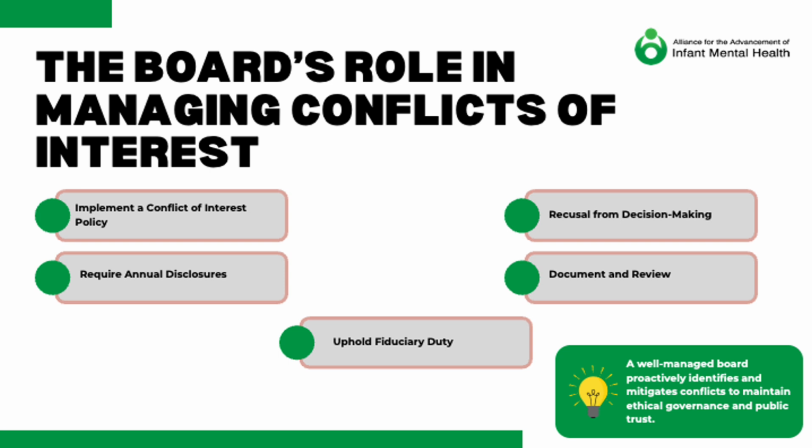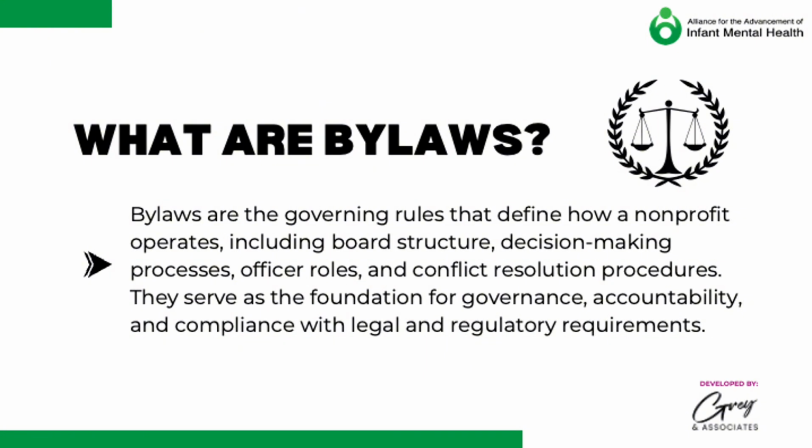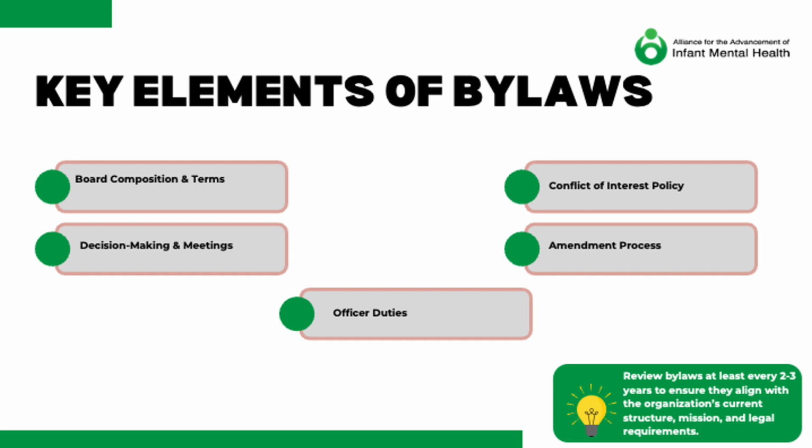Awesome. So let's talk about bylaws. We got there even before we got there. So your bylaws are the governing rules that define how a nonprofit operates, including board structure, decision-making processes, officer roles, and conflict resolution procedures. They serve as the foundation for governance, accountability, and compliance with legal and regulatory requirements. You're based in Michigan, so you would follow the Michigan Association of Nonprofit Organizations. They do have some guidance, so I would even encourage you to get familiar with that as well.